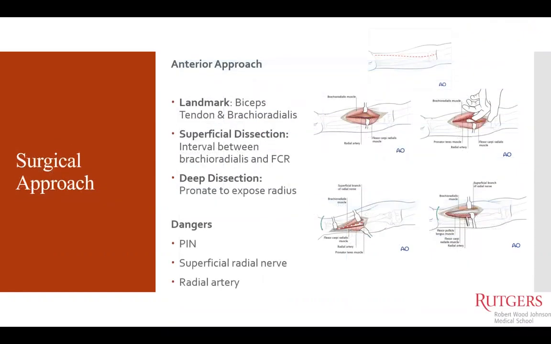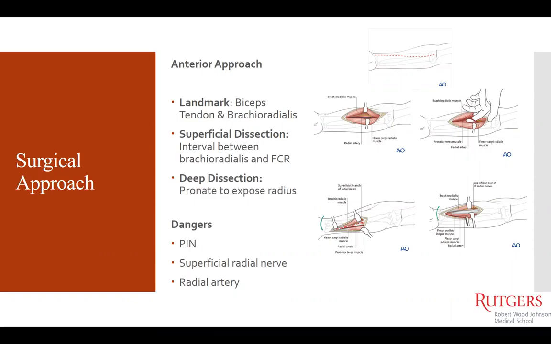If we were to do an open approach, you use the anterior approach, which is the Henry approach. Landmarks for the incision include the biceps tendon and muscle. The distal landmark will be the radial styloid process. In your superficial dissection, you are developing an interval between the brachioradialis and the flexor carpi radialis muscles. The radial artery lies deep to there, so you need to be careful of that when you're doing that dissection.